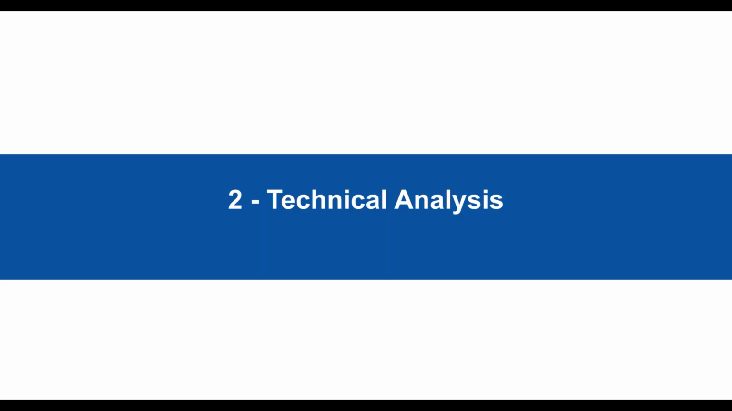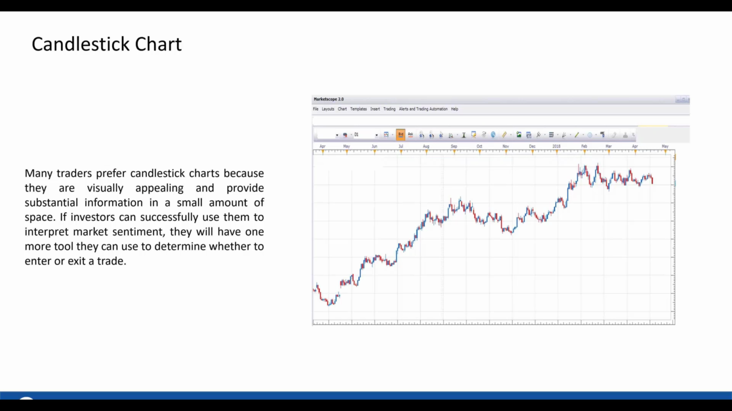Number 2, technical analysis. In this section, we're going to be looking at charts. And in this slide, you can see we're going to be looking at the candlestick chart. Many traders prefer candlestick charts because they are visually appealing and provide substantial information in a small amount of space. If investors can successfully use them to interpret market sentiment, they will have one more tool that they can use to determine whether to enter or exit a trade.